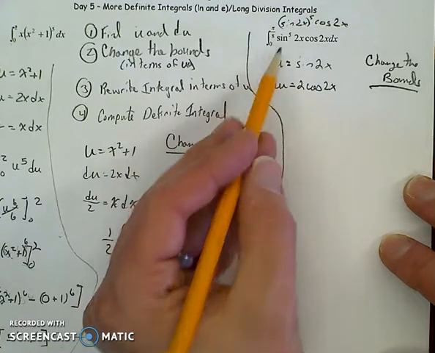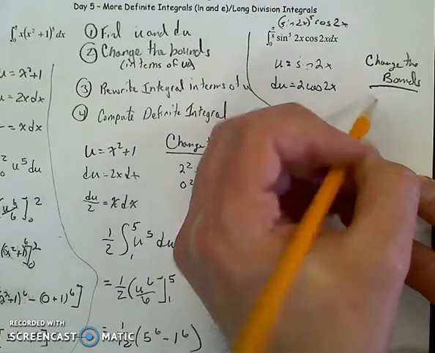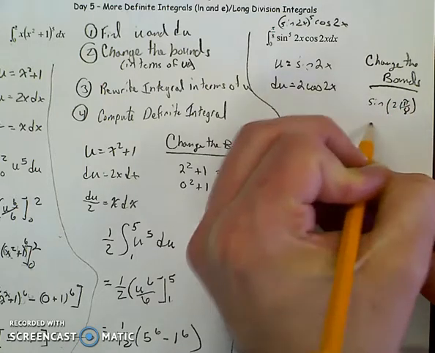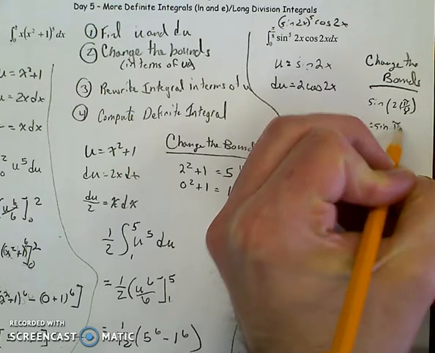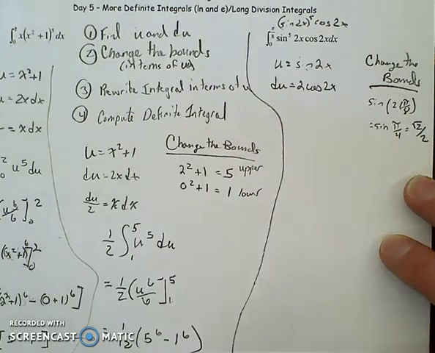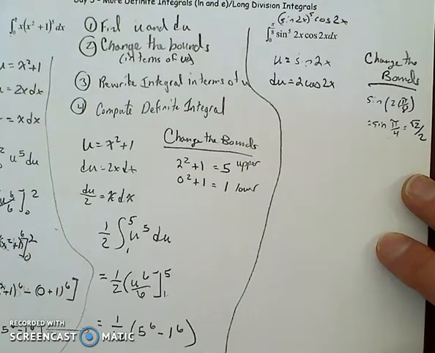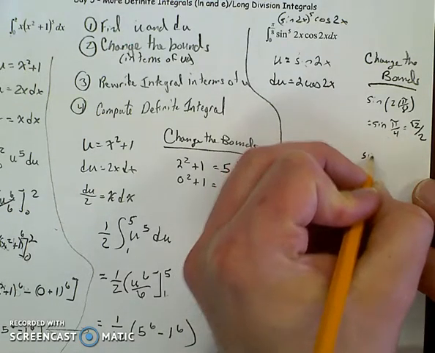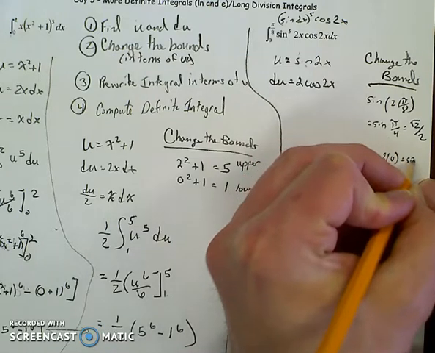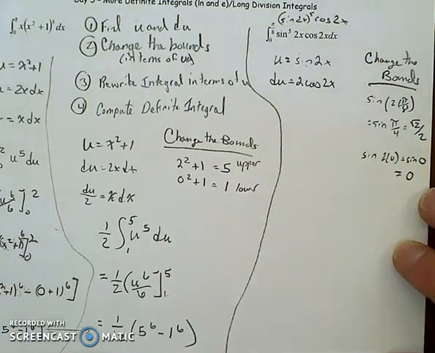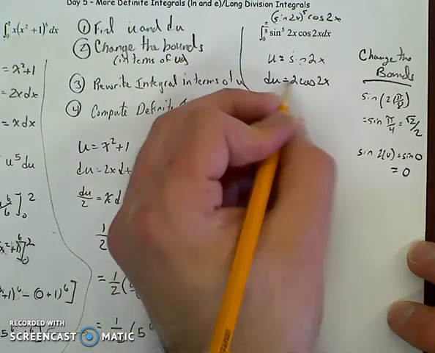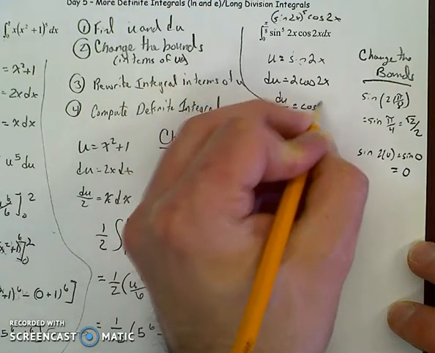So our bounds, what u is, so I'm going to do the upper bound first, sine of 2 times pi over 8, which is sine of pi over 4, which is square root of 2 over 2. Some of you may remember from algebra 2 or pre-calc, that's also the same thing as 1 over square root of 2. So that's our upper bound. Our lower bound, sine of 2 times 0, which equals sine of 0, which is 0. And so we now have 0 to square root of 2 over 2.